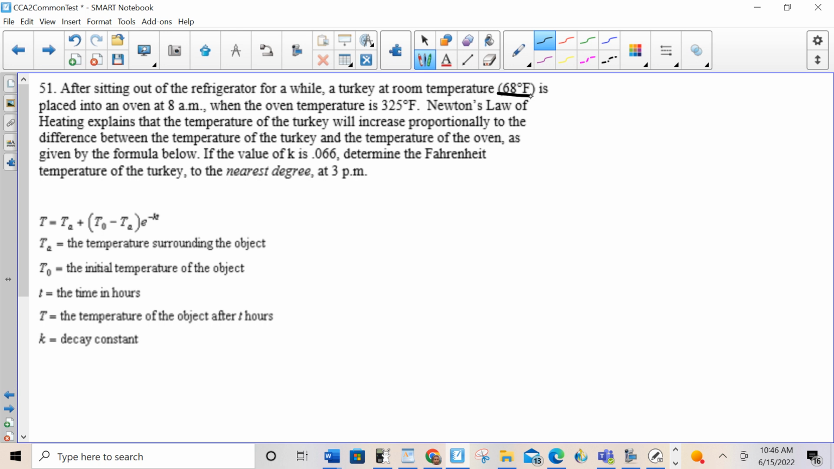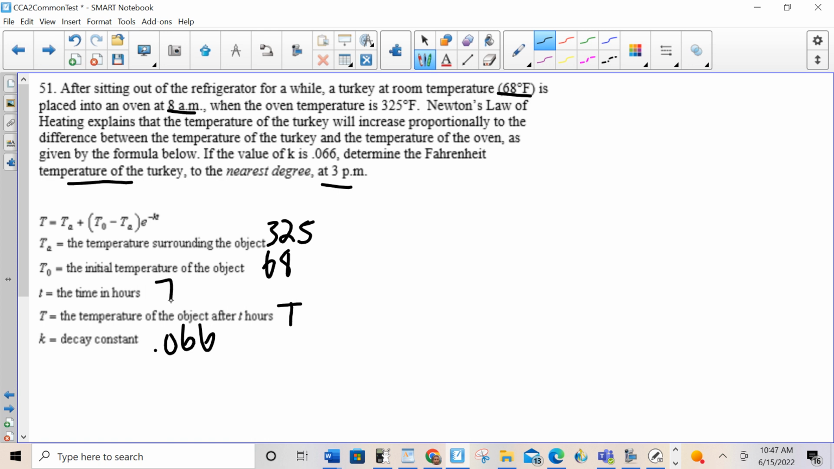So, the turkey at room temperature, 68 degrees Fahrenheit, is placed into the oven. That is the initial temperature of the turkey. It's placed into an oven at 8 a.m. when the oven temperature is 325 degrees. So that's the temperature surrounding the turkey. That's TA. It says that K is 0.066. Determine the Fahrenheit temperature of the turkey at 3 p.m. Well, it was placed in at 8 a.m., so 8 a.m. to 3 p.m. is 7 hours, so little t is 7.